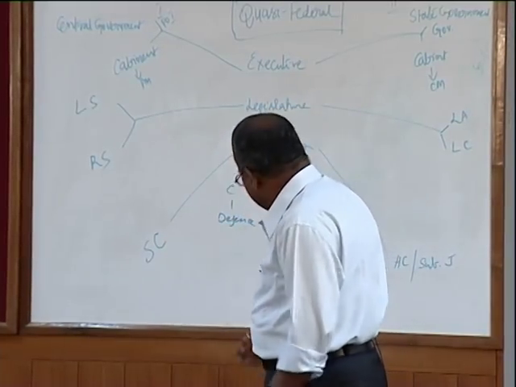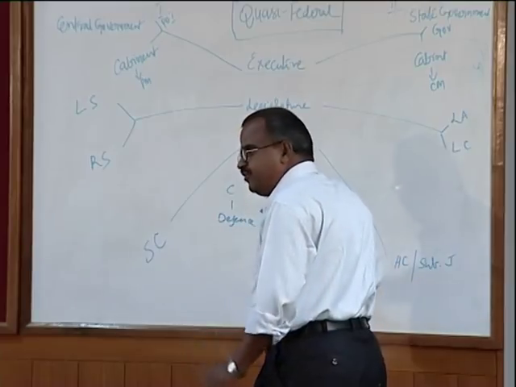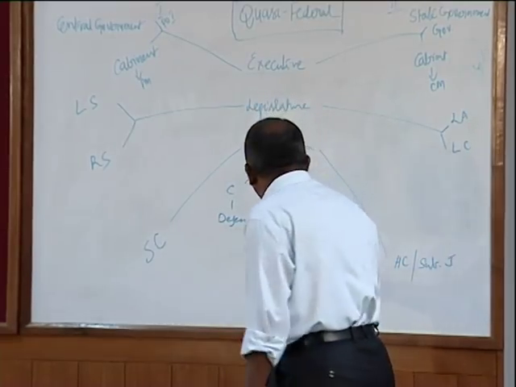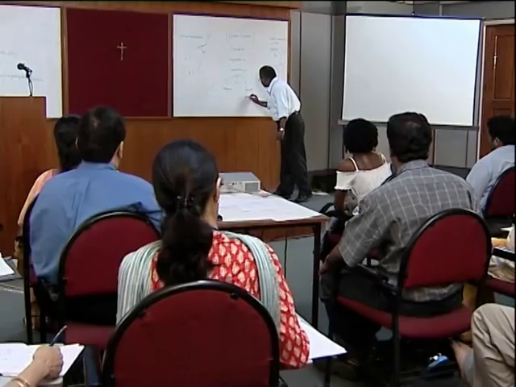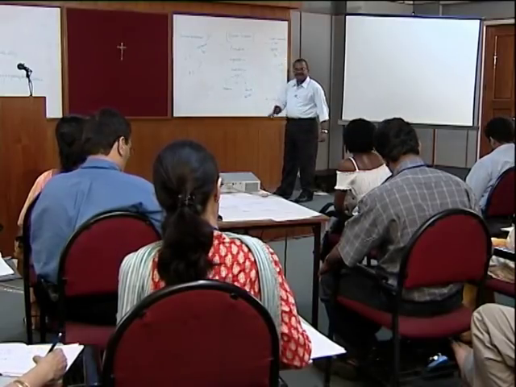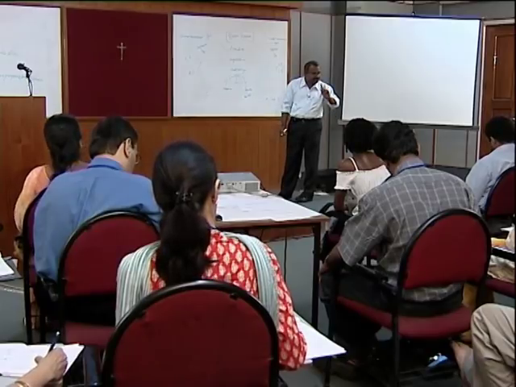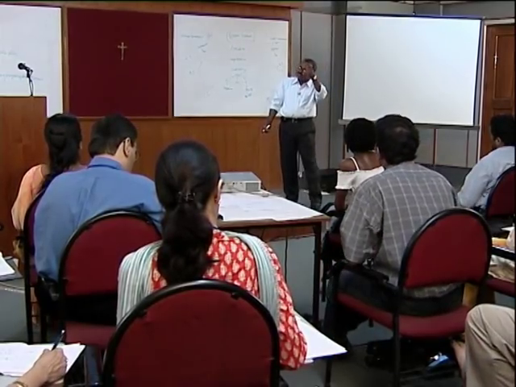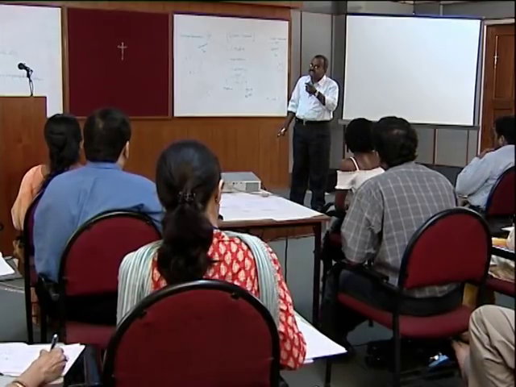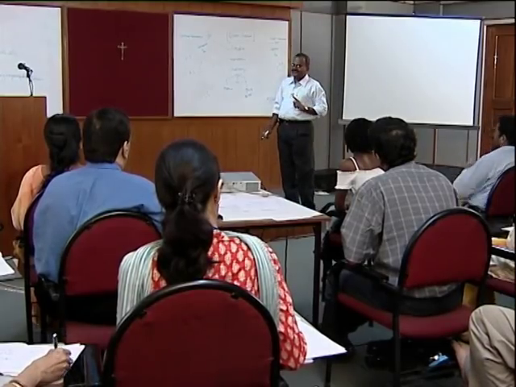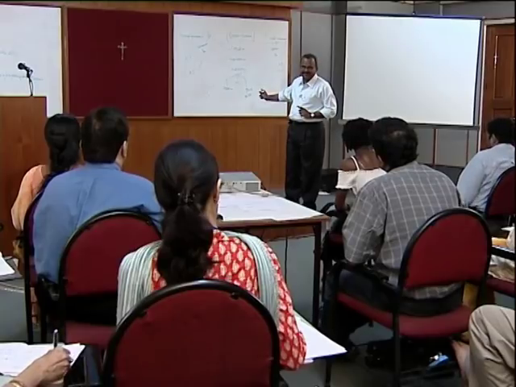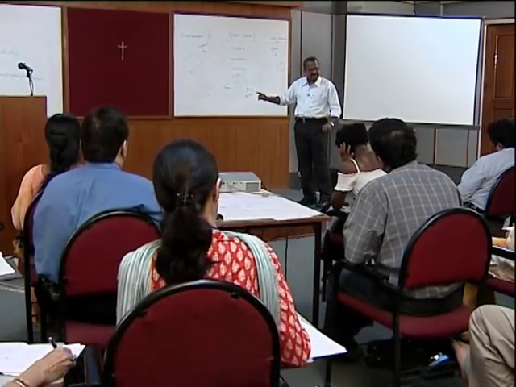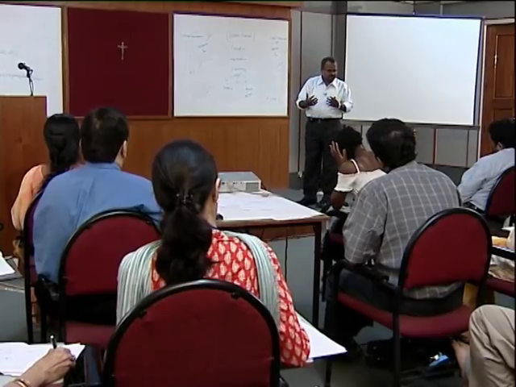In other words, the state list very clearly defines the areas where the state government has a role. For instance, police. Police comes under state. Police doesn't come under central government, please remember. Ministry of Home Affairs has its own targeted areas. For example, CBI comes under central government, but not under state government. In that way, we have the state list, concurrent list, and the central list.